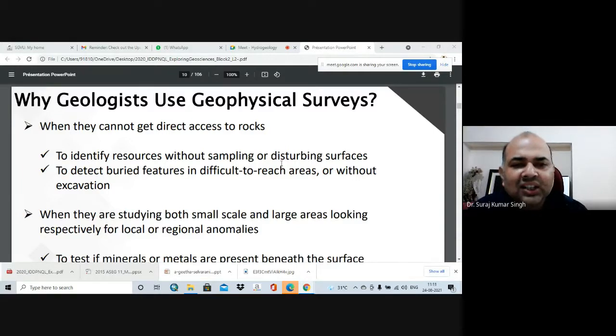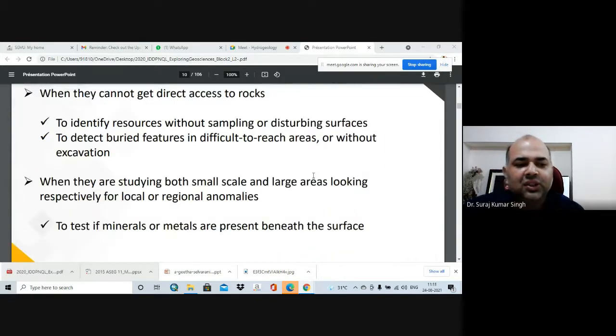For that, the different kinds of geophysical investigation or survey are important to detect buried features in difficult to reach areas, or without excavation, because you cannot have excavation in each and every portion of the earth where you can go and take samples. So in case you are not able to take the samples, you want to identify their signatures on the surface.